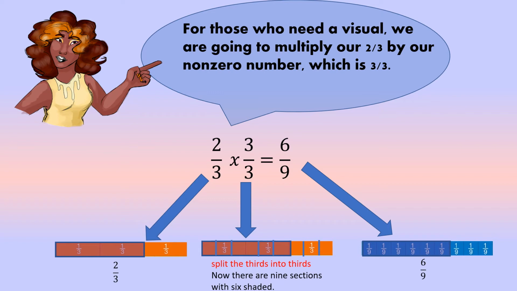Let's go back to our second arrow. Our second arrow and our third arrow are equivalent. If I was to put them over top of each other, the fraction bars are the same length. They are equivalent. So they both show 6/9.